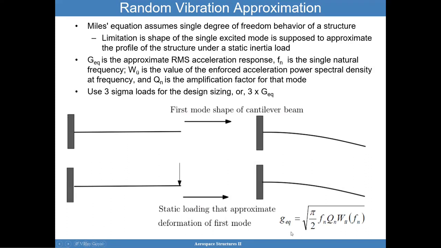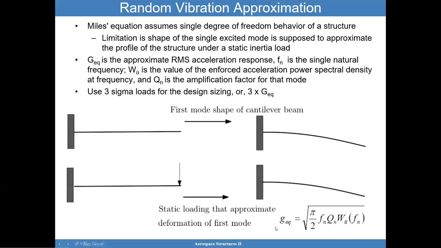And you will be using this equation here, which is the equivalent G's that need to be applied to this structure in order to match or get the random vibration RMS that you have gotten through a comprehensive analysis. So here's a formula: square root of pi over 2, the natural frequency of the structure of interest. Here is the amplification factor, which is really the quality factor, equal to 1 over 2 C. And then here is the level of the PSD input at that particular frequency of interest.